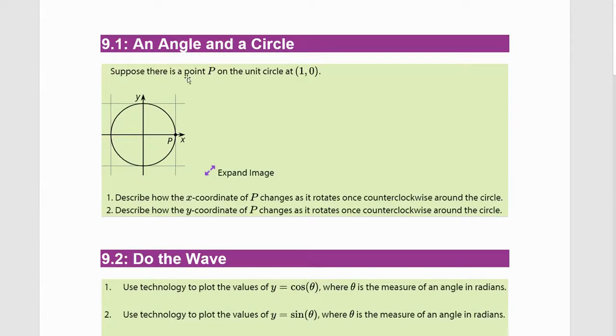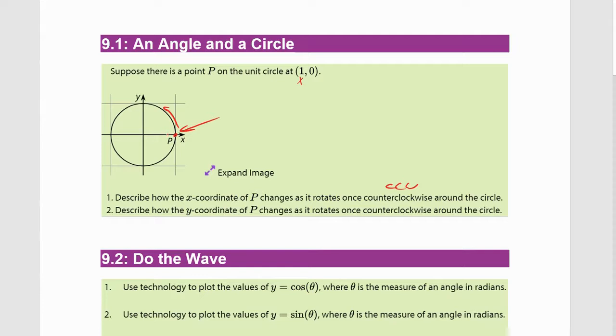All right, so we got lesson 9, Introduction to Trigonometric Functions. An angle of a circle. So suppose point P is on the unit circle at (1, 0). Okay, right there. And describe the x coordinate, so the x value, as P rotates around counterclockwise, around the circle. So it's going to be moving this way.